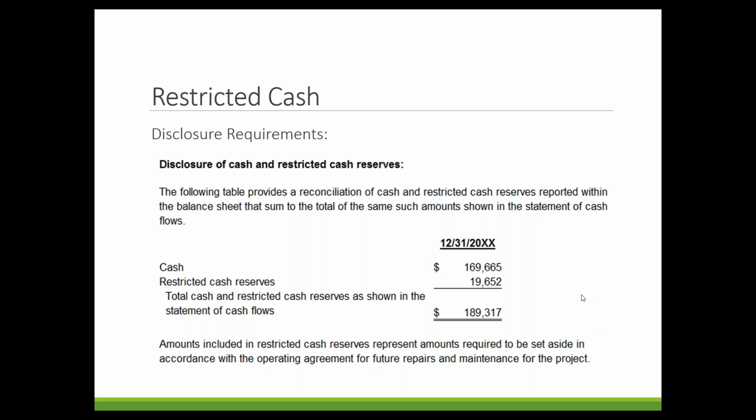Restricted cash is not super common for nonprofits. So the example I'm going to give you is one that you're probably more personally familiar with, and that's a mortgage escrow account. If you have a mortgage, it's really common for mortgage companies to require that you put in additional money with every payment, and that money goes into an escrow account. You own that escrow account, it's your money, but it's restricted to be used for property taxes and/or homeowners insurance. So that's what restricted cash looks like: money that is specifically set aside for another purpose.